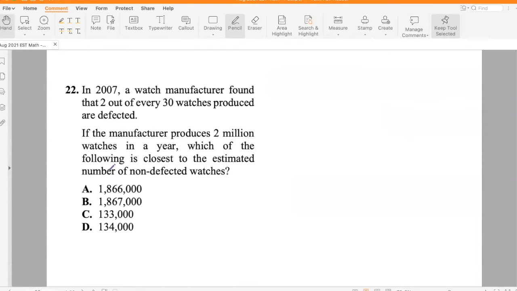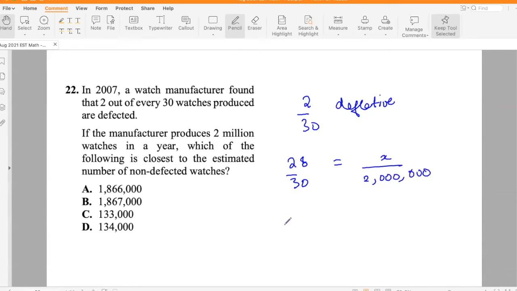In 2007, a watch manufacturer found that 2 out of every 30 watches produced were defective. So 2 out of 30 were defective, right? If the manufacturer produces 2 million watches, which of the following is closest to the estimated number of non-defective? So 28 out of 30 are non-defective. So that will be X out of 2 million. So X will be 2 million times 28 by 30.